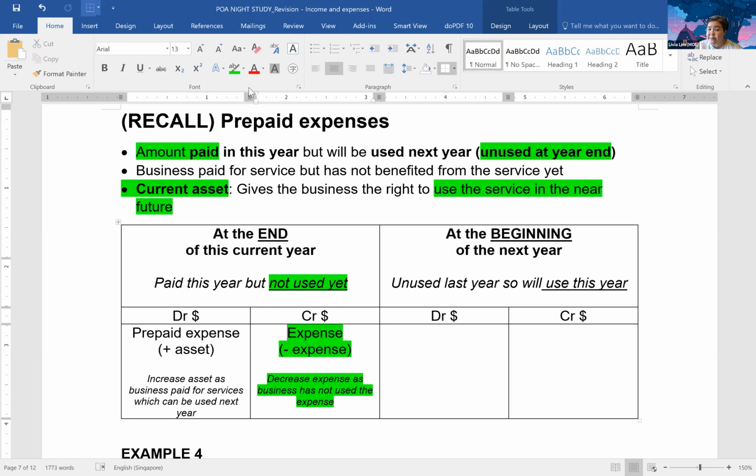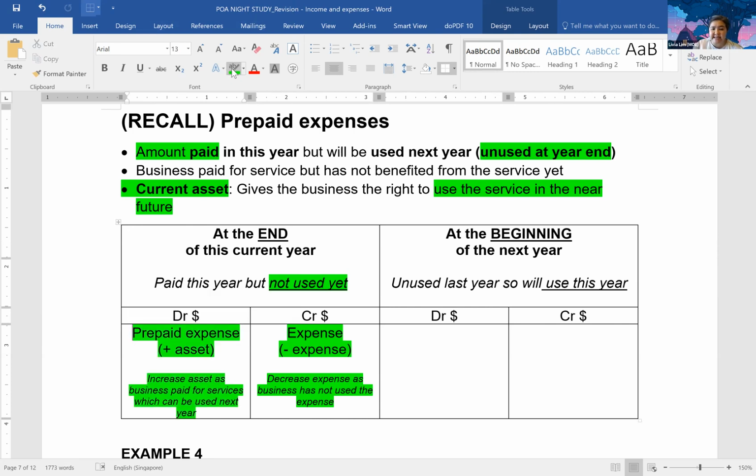When will I use this expense? I will use it next year. So next year, next column, I talk about it later. Now, at year end, I know I paid this expense already, and I can use it next year. So the double entry and the other account affected will be prepaid expense.